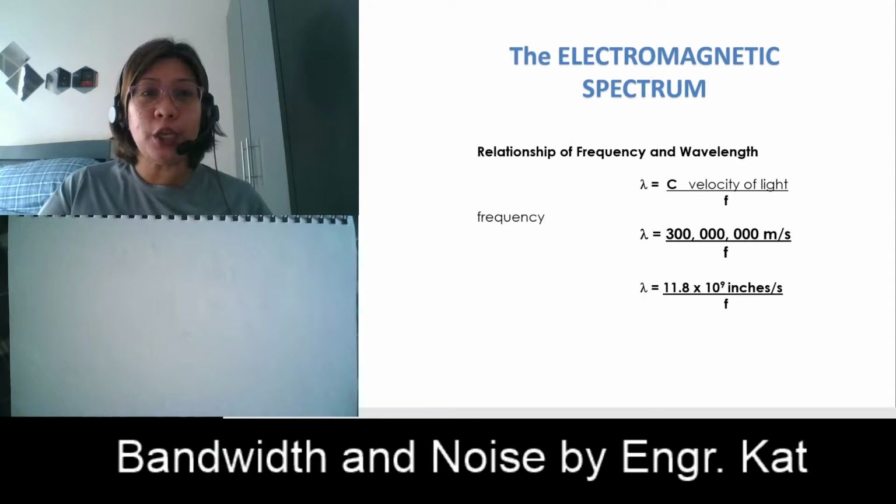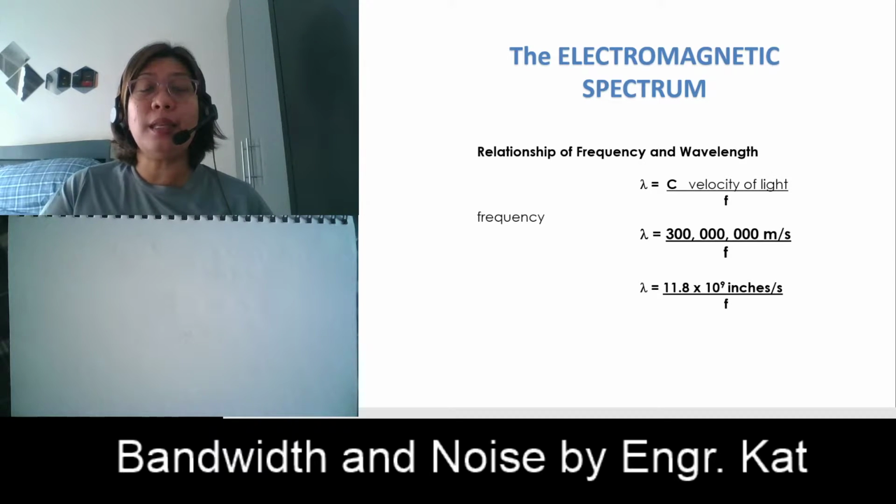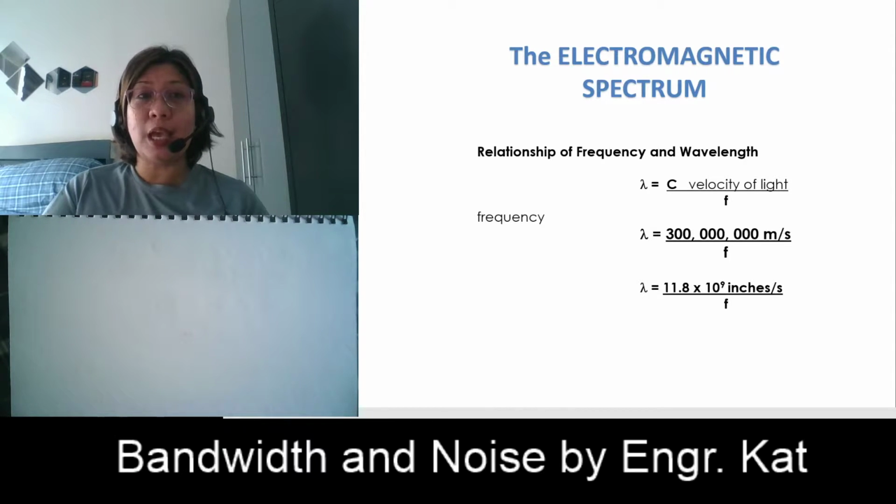Here is the relationship of frequency and wavelength. Our symbol for wavelength is lambda, and that is equivalent to c, the velocity of light, divided by the frequency. Most of the time we use the unit meters per second, that is 300 times 10 raised to 6 meters per second, divided by the frequency. Or we can also make use of inches per second or feet. It depends on the unit of configuration.